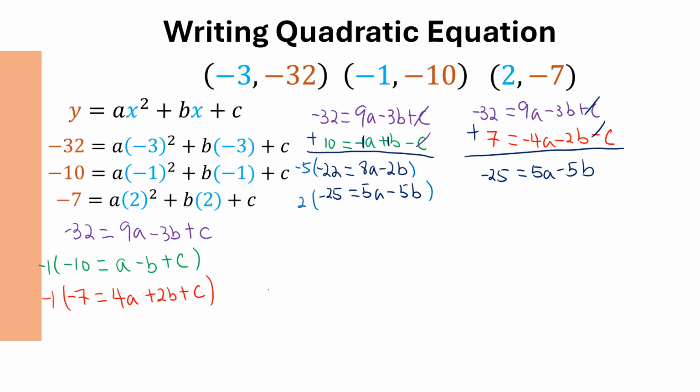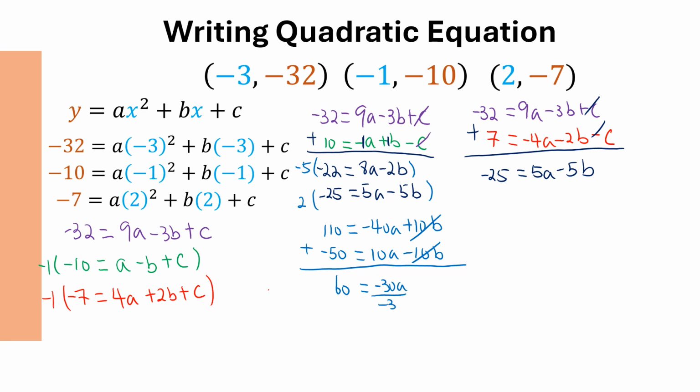So we have 110 equals negative 40a plus 10b. And then for the second one, it's going to be negative 50 equals 10a minus 10b. So now when I add these 2 equations together, the b's are eliminated. So what I have left is 60 equals negative 30a, and divide both sides by negative 30. So the value of a is negative 2.